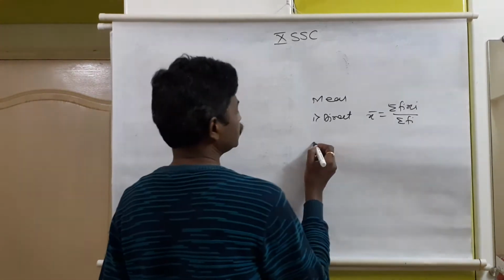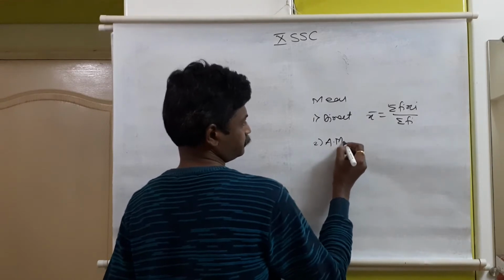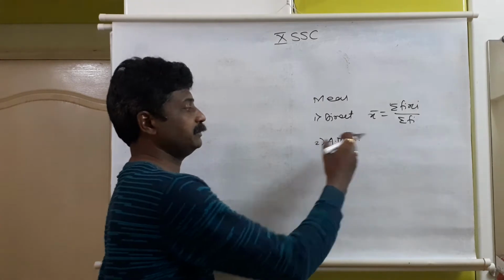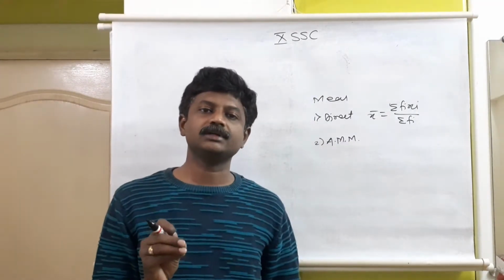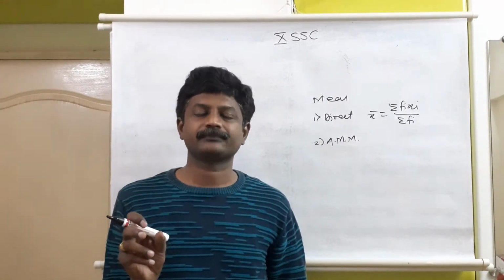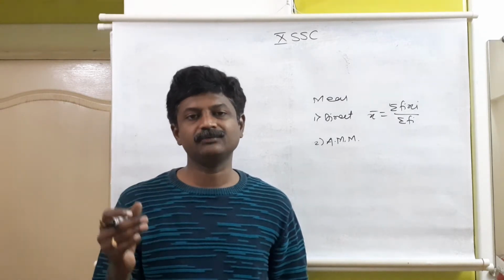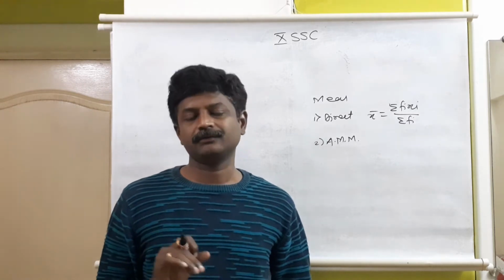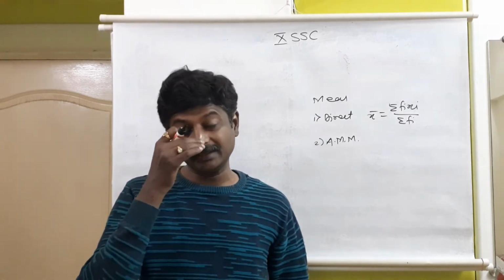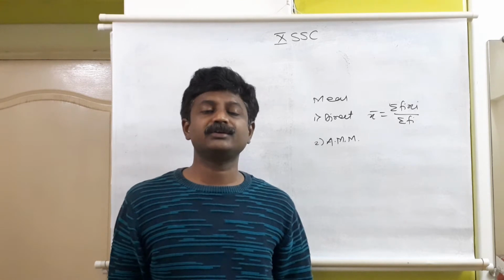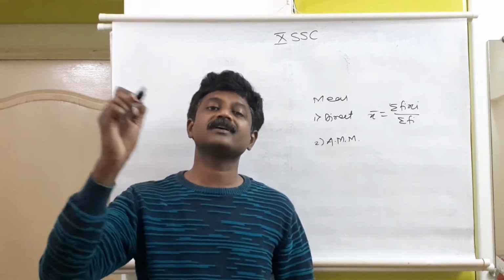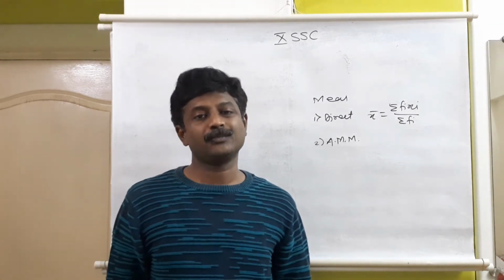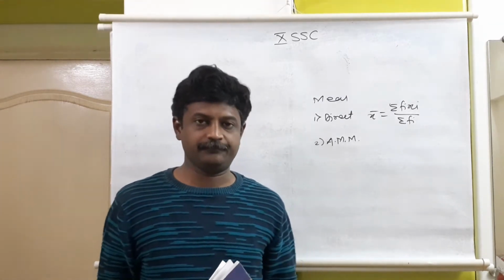The second method which we have seen is the assume mean method. We'll short name it as AMM, assume mean method. In that we have to consider a particular xi. Whatever xi's we get, we can consider any middle xi as the assume mean. But for simplicity, or to avoid negative calculations, I suggest you consider the very first xi as the assume mean. Then all the calculations will come in positive and the answer will be the same.